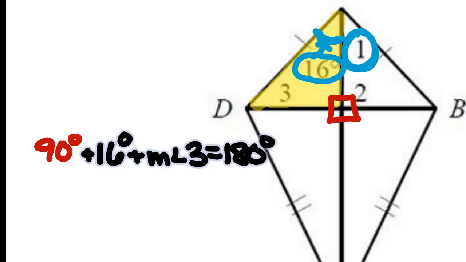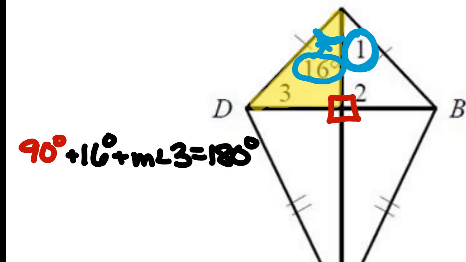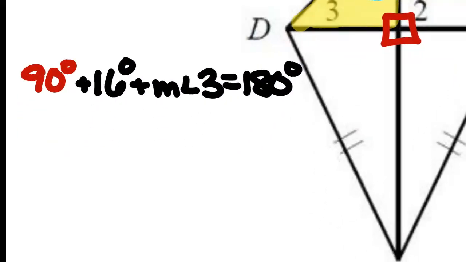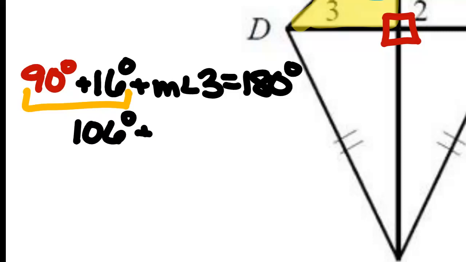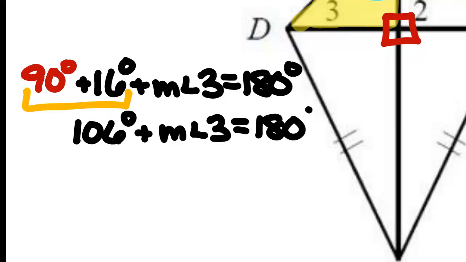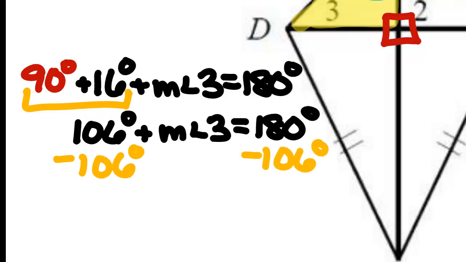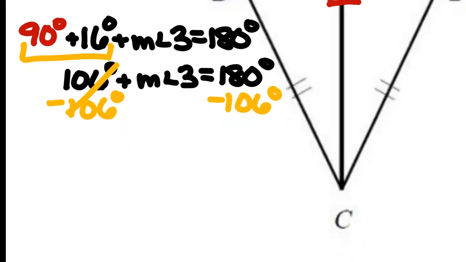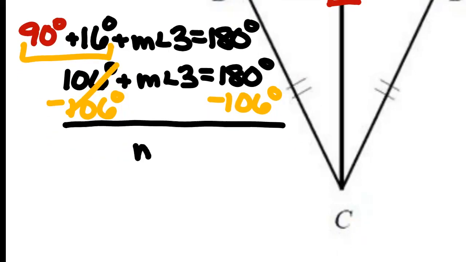What do I get when I add the 90 and the 16 together? 106. So 106 degrees plus the measurement of angle 3 equals 180. And then I subtract 106 from both sides, and we get 74. Absolutely correct. So the measurement of angle 3 is 74 degrees.